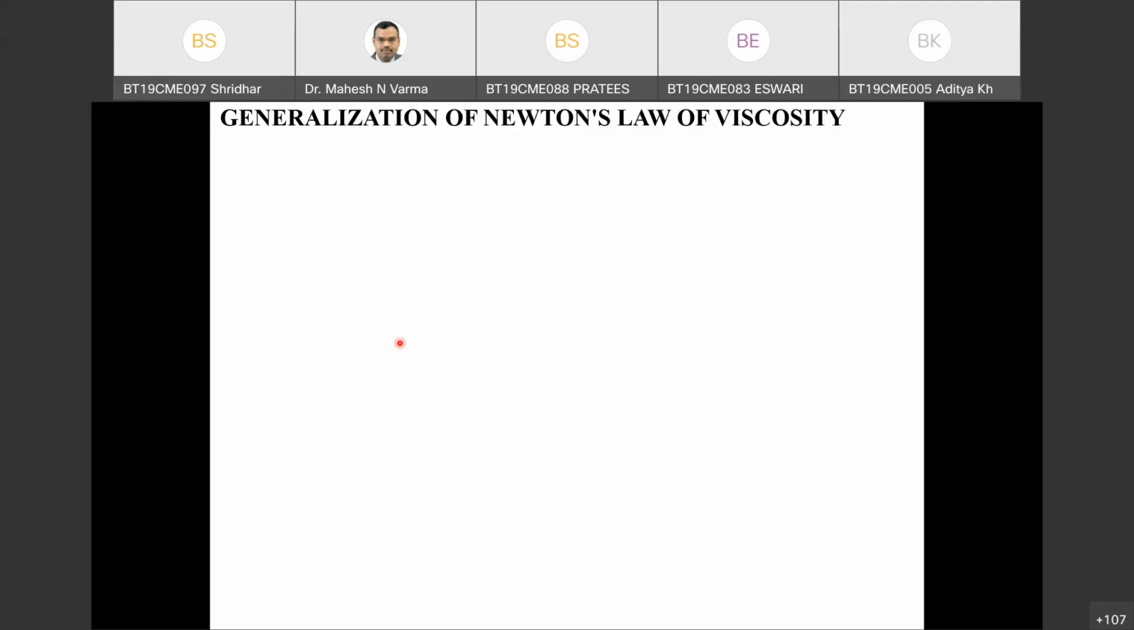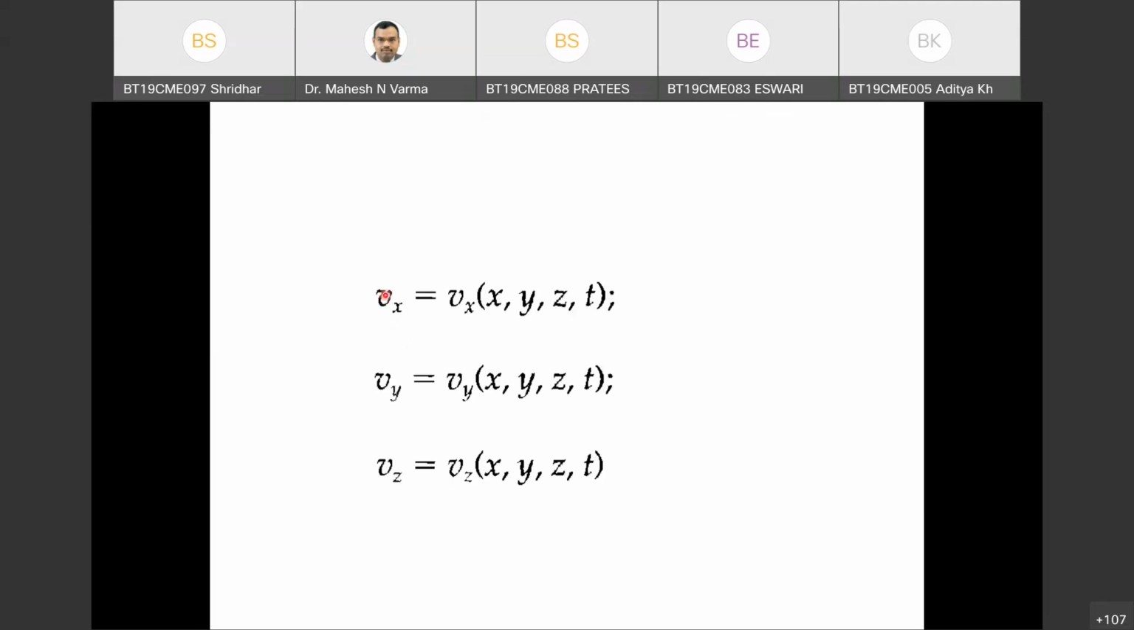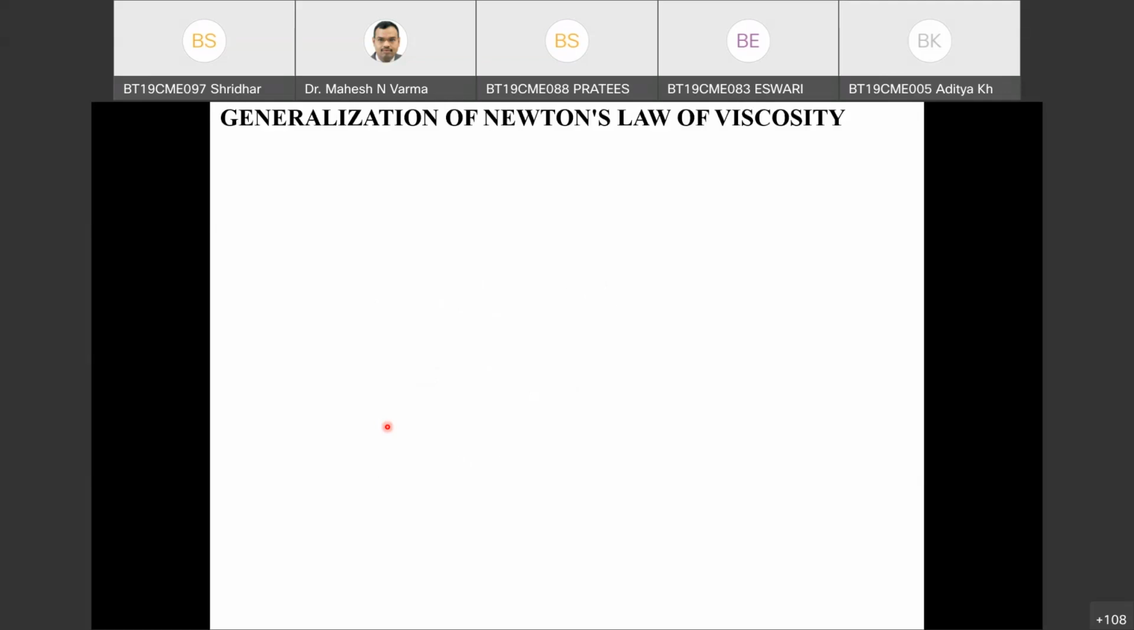Deriving the generalized Newton's law of viscosity is not so easy, because I have all three velocities, and all three velocities varying in x, y, z and time also. I can have unsteady flow also. I can have variation in x, y, z of all three velocities. It is very complex. It took a long time for mathematicians to derive this equation, the generalized Newton's law of viscosity. We'll just have a brief idea.